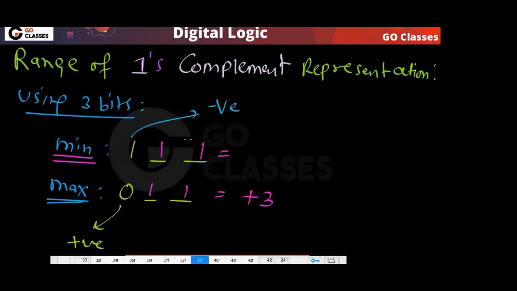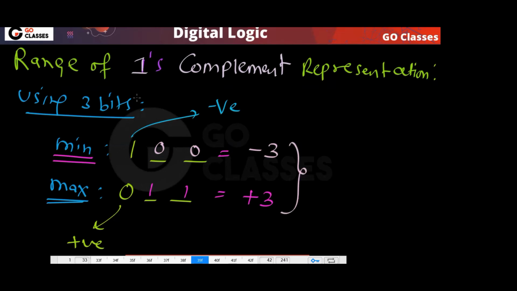This is not correct, because actually this is minus 0. This is correct. You can check it out, and this will give you minus 3. So this will be minimum and this will be maximum. So this 100 will give you minus 3. Remember, if you do 111, that will give you minus 0. That is not minimum.